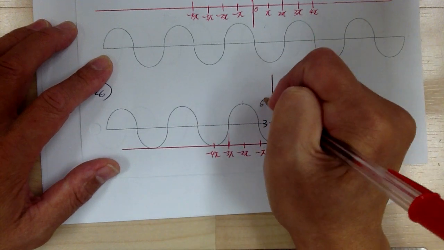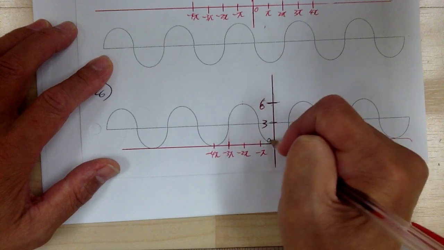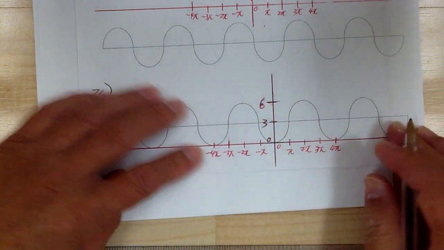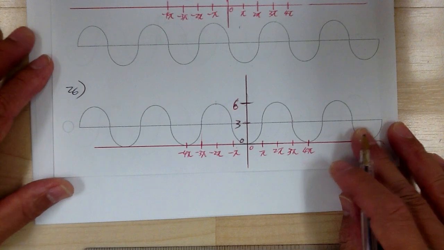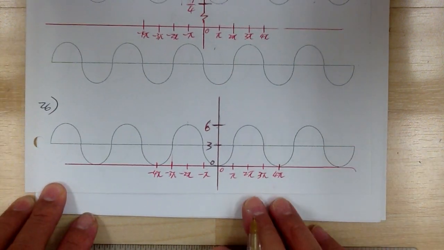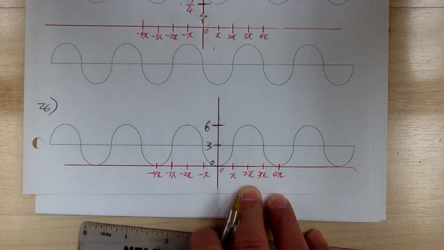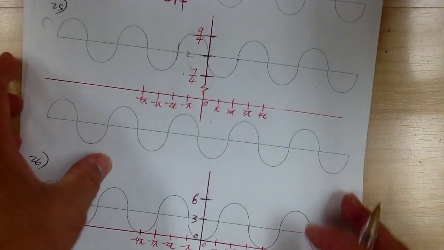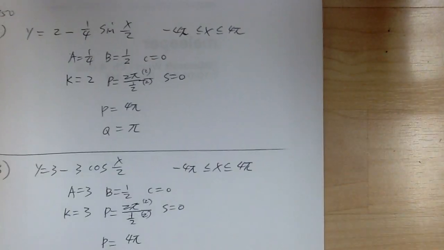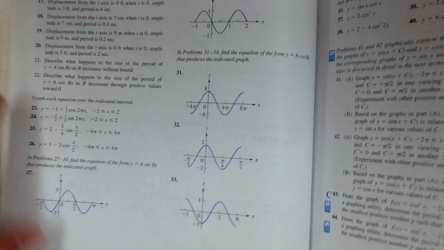And your critical points over here, these are critical information you need to have. So the 6, 3, and this 0. And so this will be the graph for number 26. Okay. Next, let's go to number 27. Now, for number 27, they give you the graph and you need to find the equation.